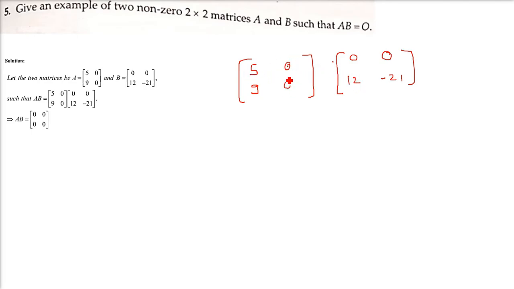Why have we done this? Because we know when we multiply this, the answer should come as 0, because every element when multiplied with the corresponding element should give you 0.